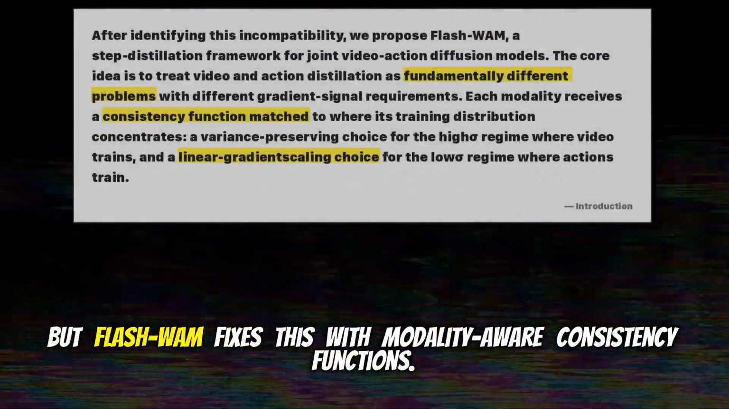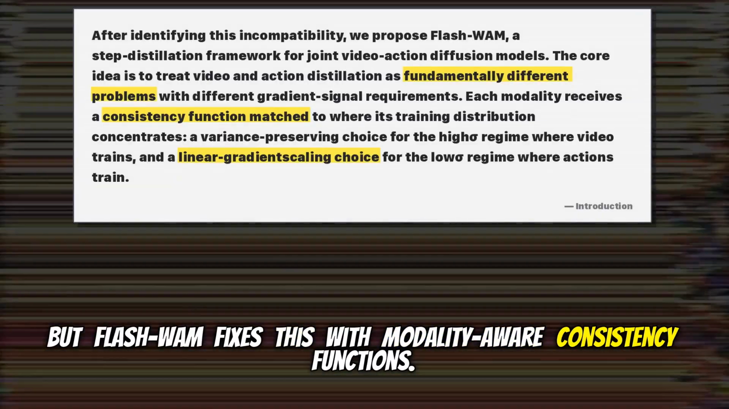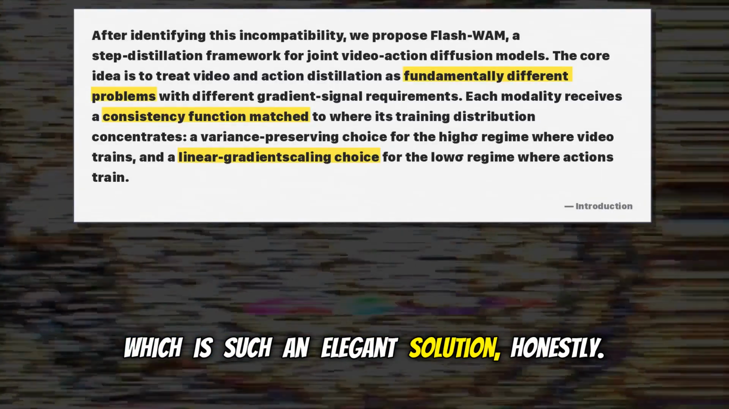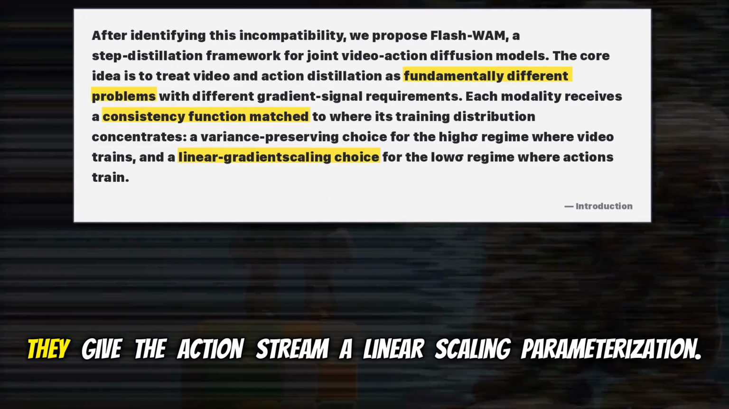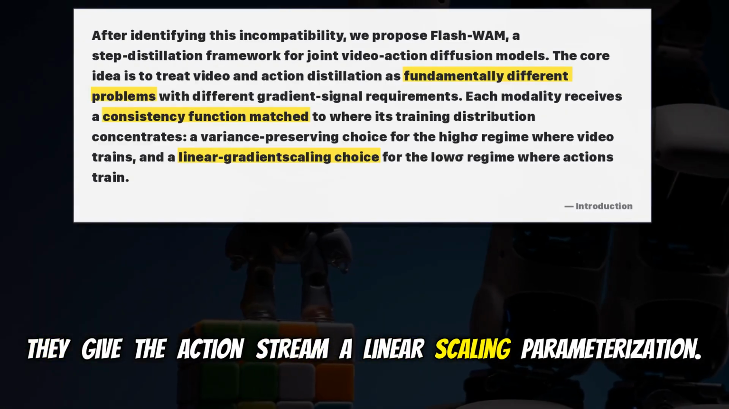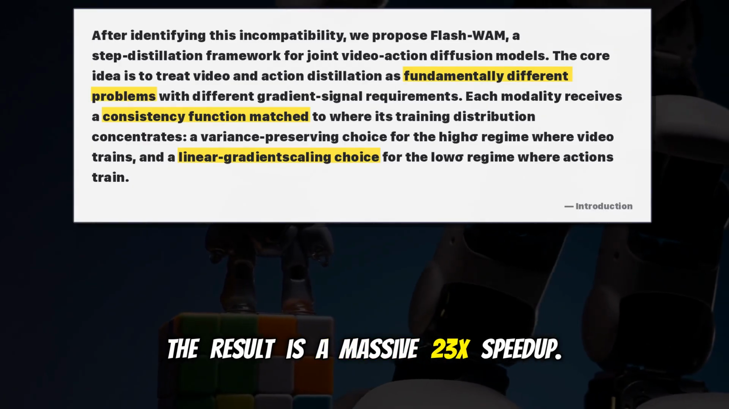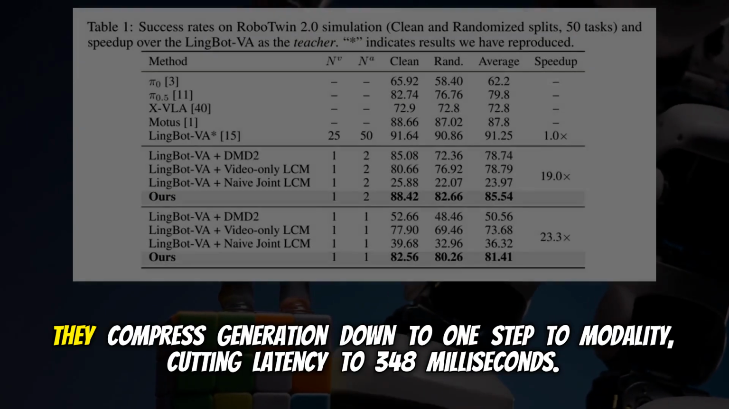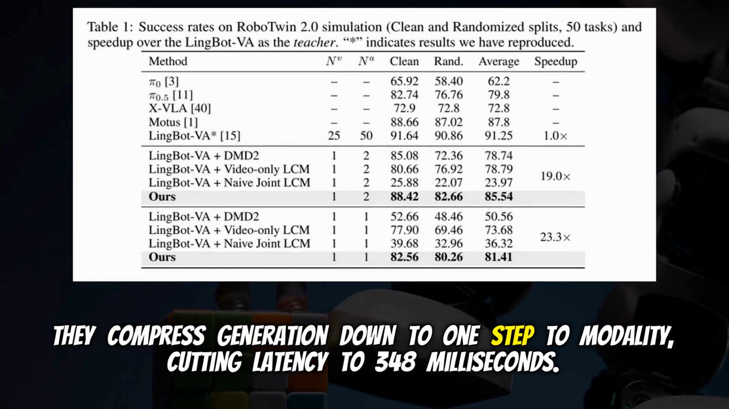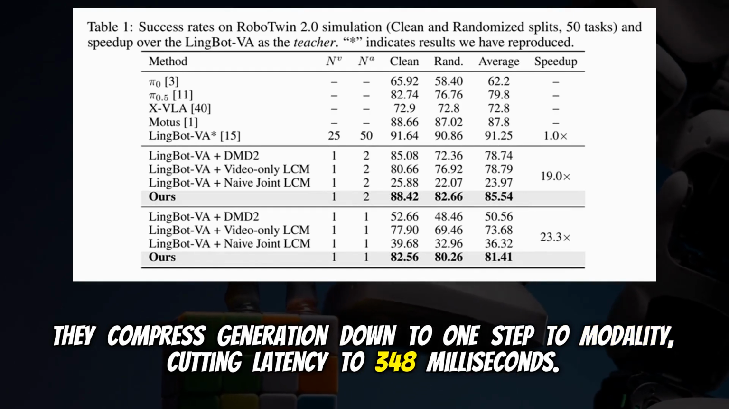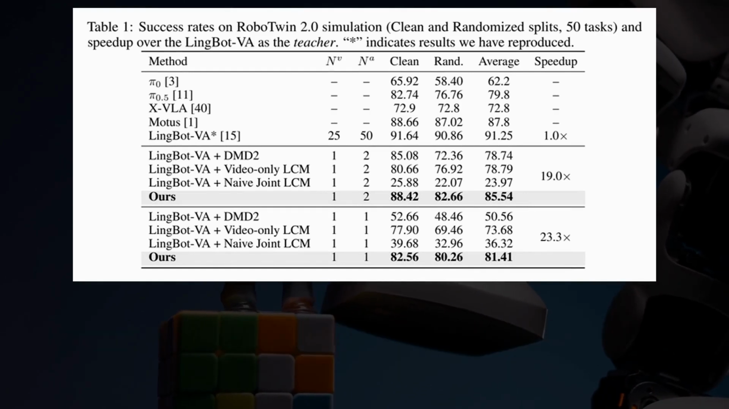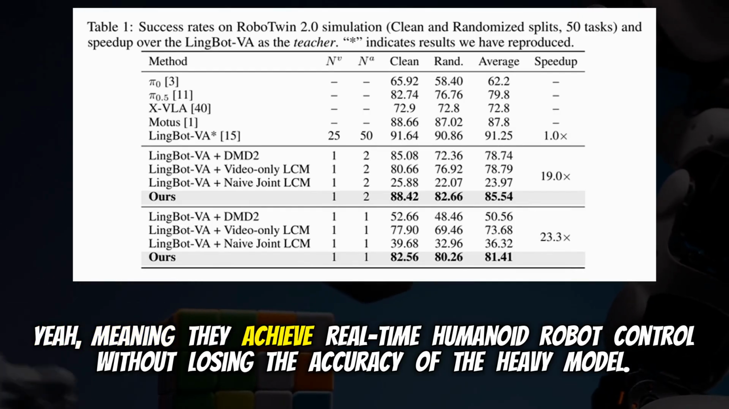But Flash-WAM fixes this with modality-aware consistency functions. Which is such an elegant solution, honestly. It really is. They give the action stream a linear scaling parameterization. The result is a massive 23x speedup. They compress generation down to one step per modality, cutting latency to 348 milliseconds. Wow. Yeah, meaning they achieve real-time humanoid robot control without losing the accuracy of the heavy model.